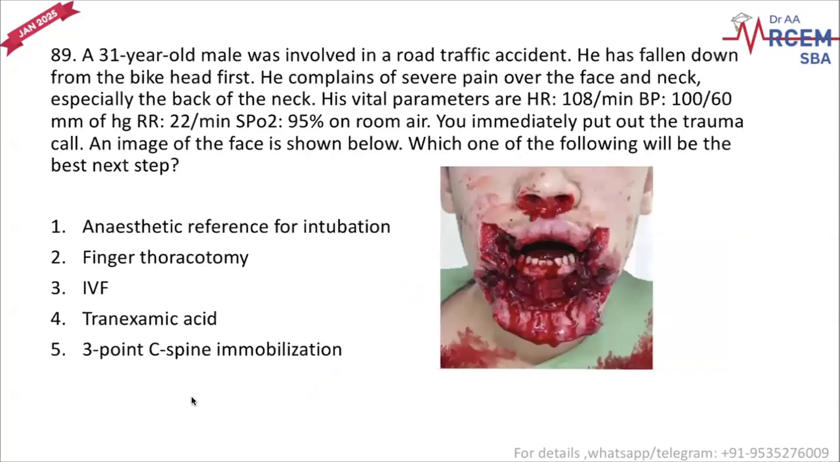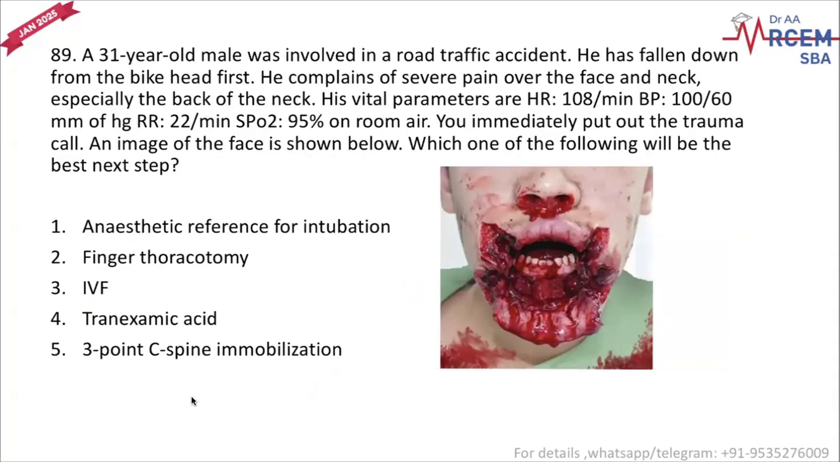A 31-year-old male was involved in a road traffic accident. He fell down from a bike head first. He complains of severe pain over the face and neck, especially the back of the neck. His vital parameters are stable. You immediately put out the trauma call. An image of the face is shown below. What's the most likely next step?